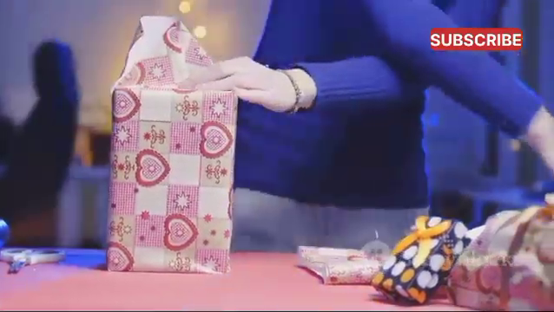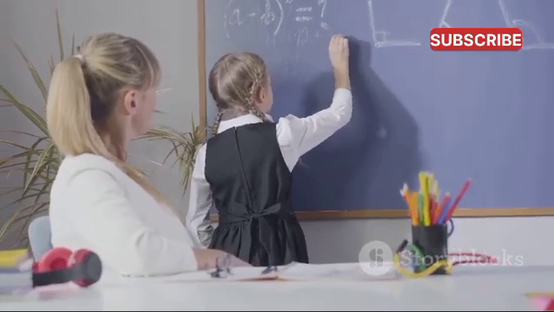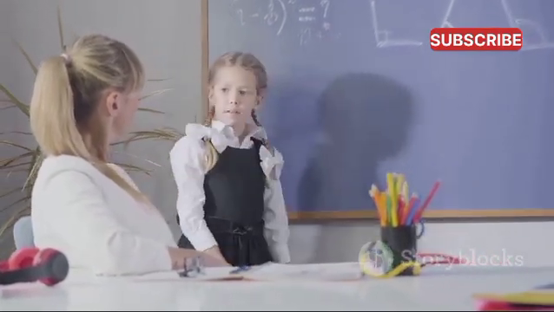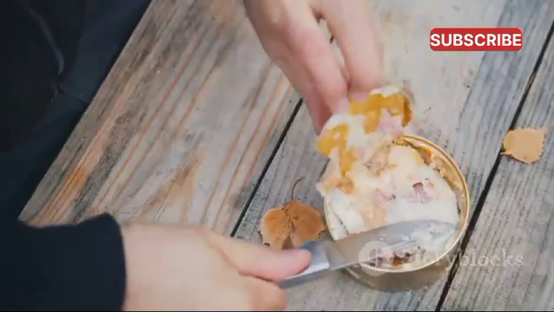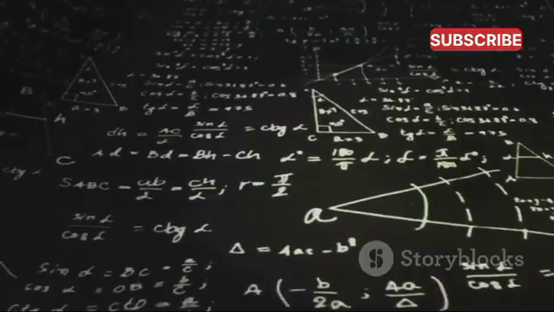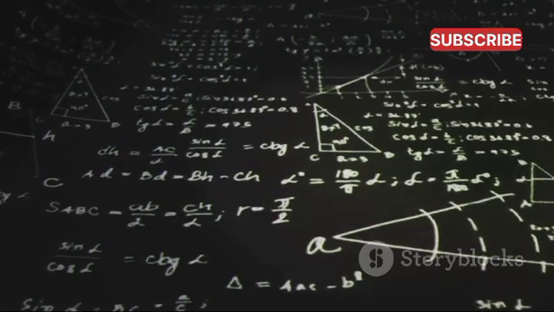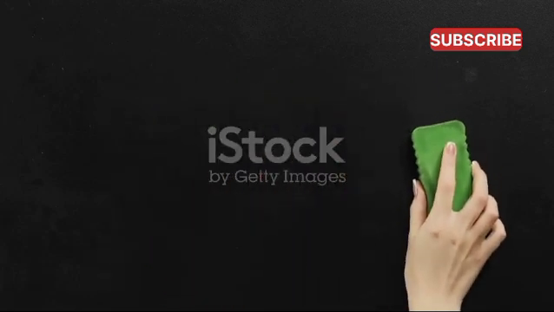Moving on to cylinders. The curved surface area of a cylinder is 2 times pi times radius times height. Picture the label around a can. That's the curved surface. And if you want the total surface area, it's 2 times pi times radius multiplied by radius plus height. For cones, the curved surface area is pi times radius times slant height.